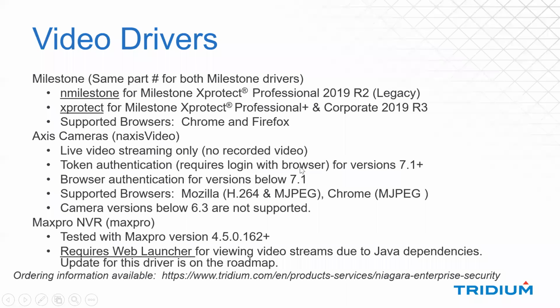So it's a little bit of a headache to use these cameras that are at a lower version, even though they will work. We do support both Mozilla and Chrome for this as well. Mozilla will work with H.264 and MJPEG streams, where Chrome will not work with H.264 streams. So for our video streaming, Mozilla is probably the browser of choice because it works with mostly everything.